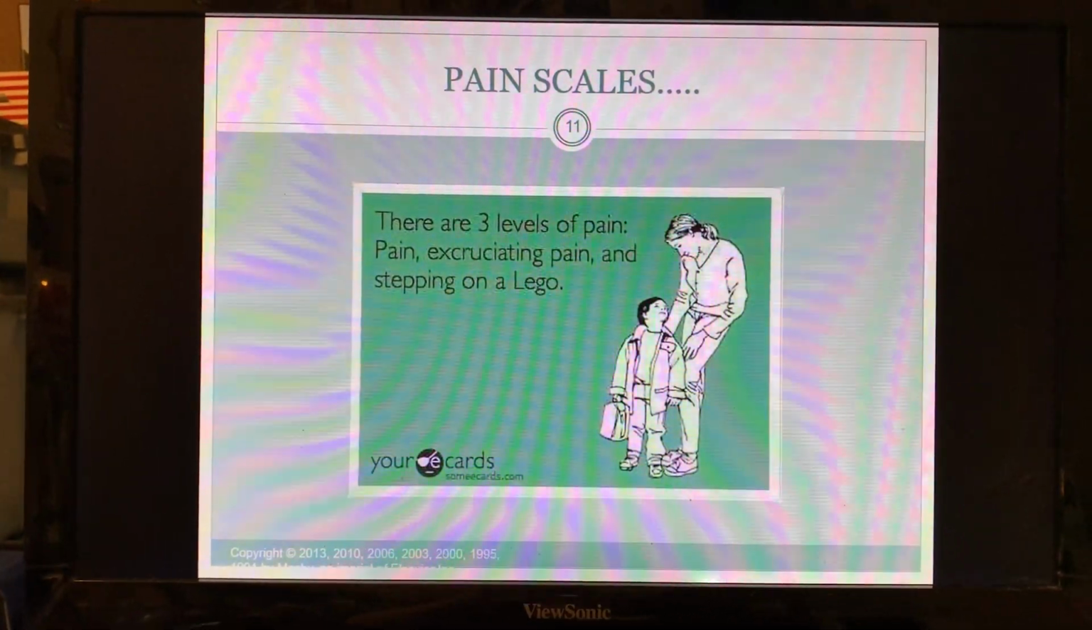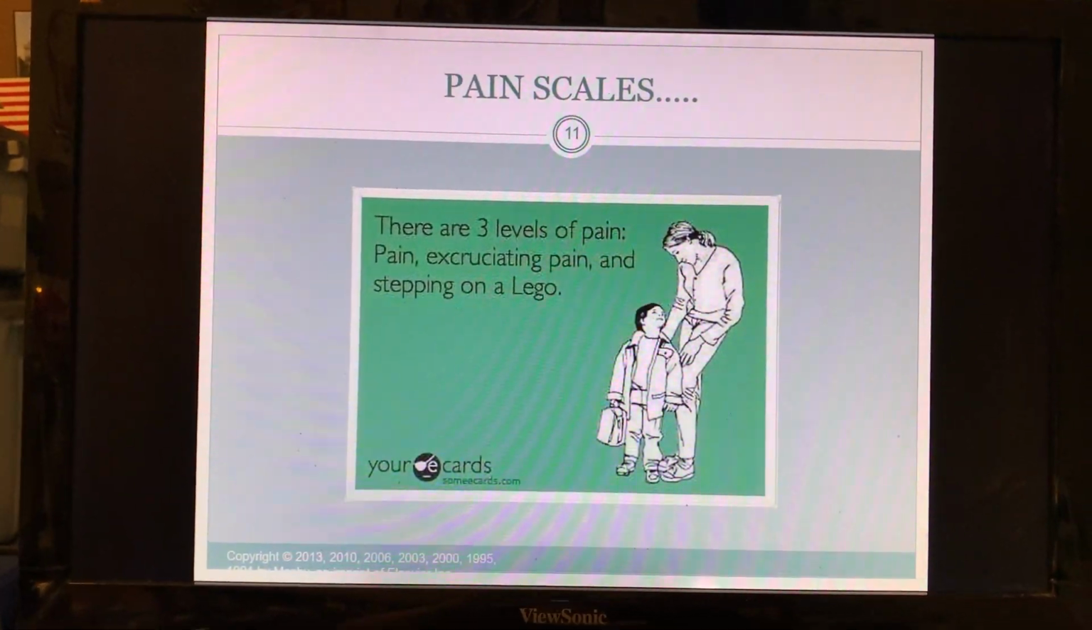I just thought that was kind of amusing if you've ever had kids and stepped on a Lego.